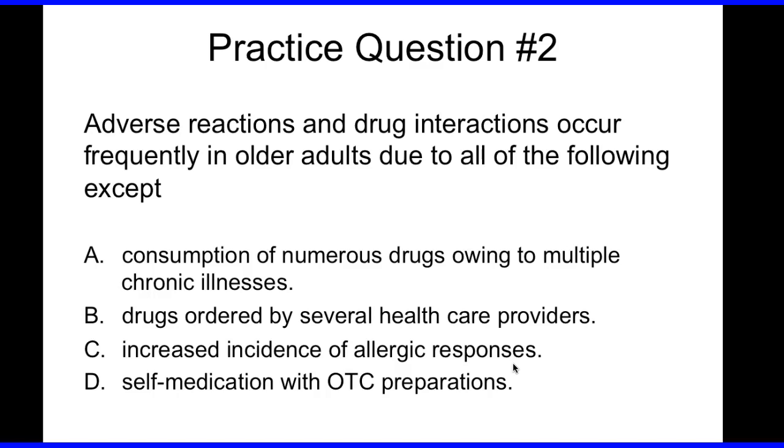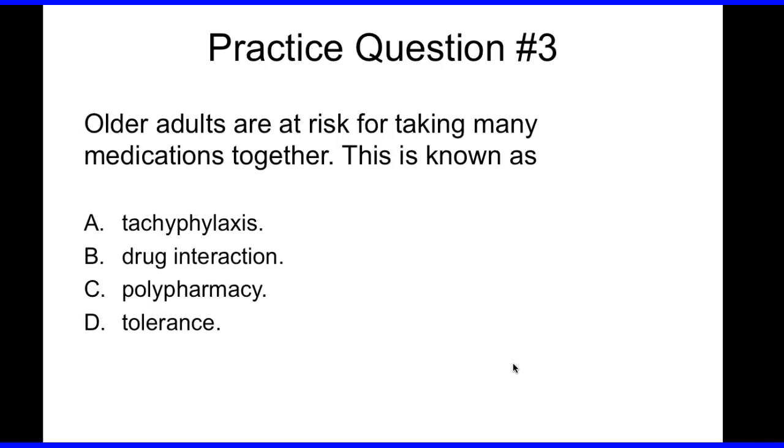C, increased incident of allergic responses. They really don't have an increased incident of allergic responses, so I'm keeping that aside. And D, self-medication with OTC, over-the-counter preparations. To me, self-medicating means they're taking it on their own without the provider saying yes, you can take this. So C is the answer. They don't really have an increased incident of allergic responses. Older adults are at risk for taking many medications together. What is this called? It's called polypharmacy. That's more of a fact-based question.